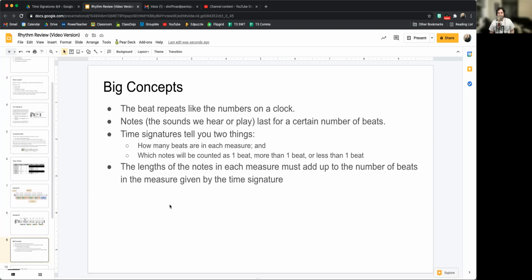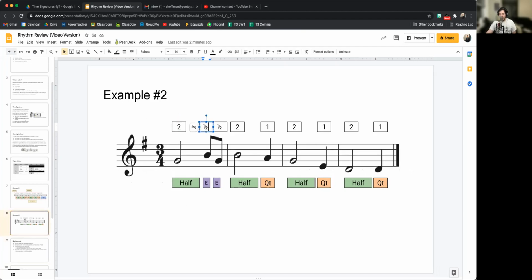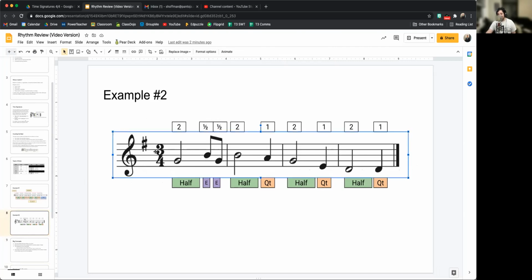The lengths of the notes in each measure must add up to the number of beats in the measure given by the time signature. They have to add up. Let's take a look. 2 plus 1/2 is 2.5, plus another half is 3, and the time signature is 3/4. So that checks out. 2 plus 1 is 3. 2 plus 1 is 3. 2 plus 1 is 3.